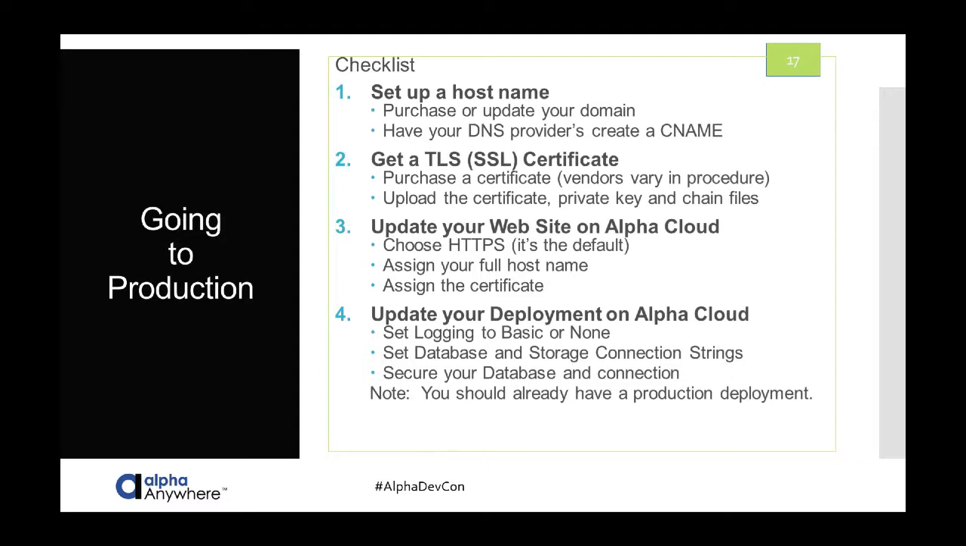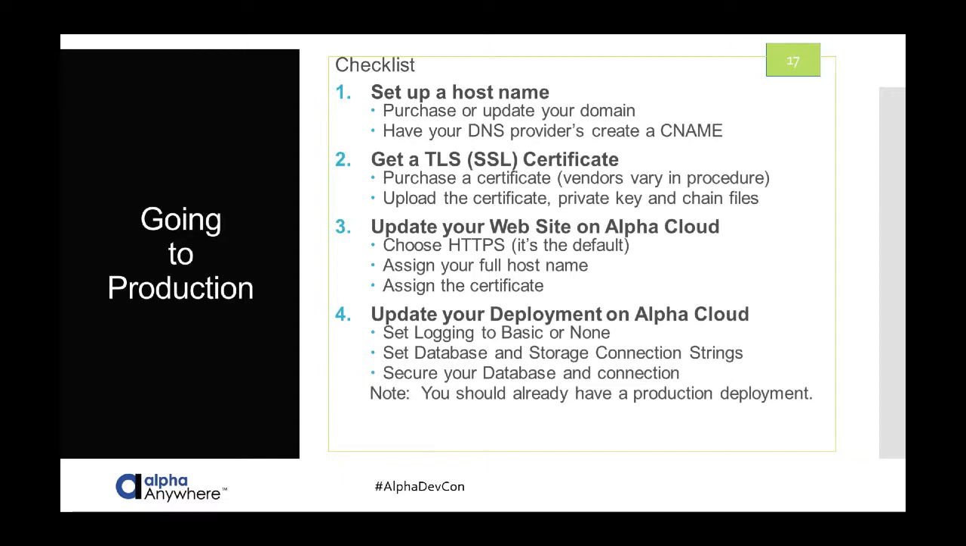The first is that you're going to want to set up a host name on your own domain. To do that, you need to purchase or update your domain if you have one already, and then have your DNS provider or use their interface to create what's called a CNAME. And a CNAME simply links your URL to the URL that Alpha Cloud automatically generates for you.